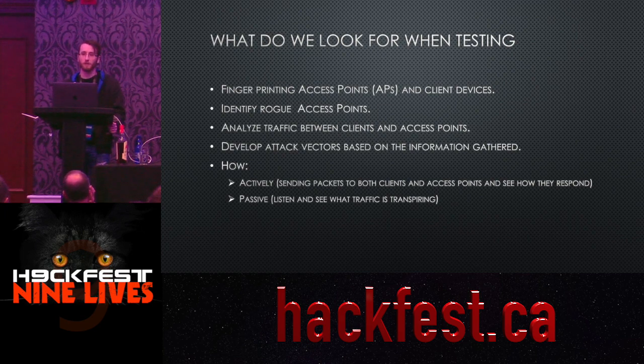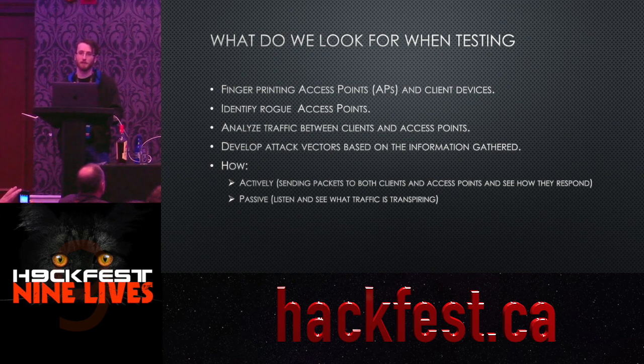So what do we look for? What we do when we're doing wireless pen testing typically is that we want to fingerprint the access points as well as the client devices. This allows us to identify any malicious or rogue access points in a client environment. Once we've done that, we can also analyze the traffic between the legitimate access points and the clients. With this information, we can then begin to build comprehensive attacks.